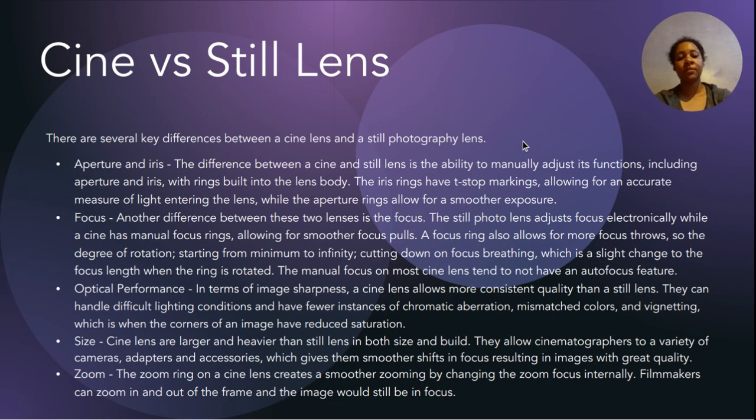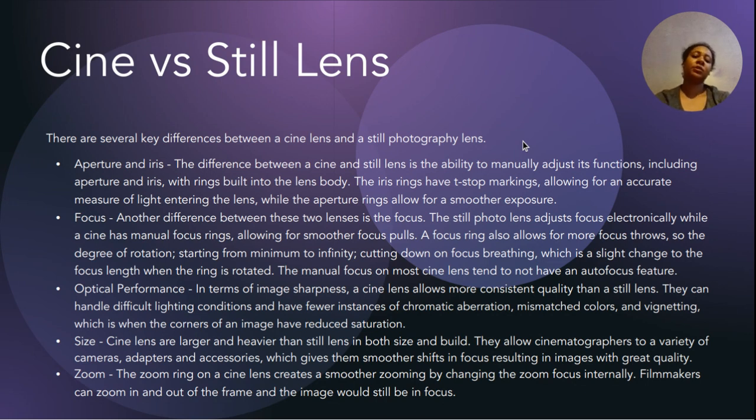So the optical performance allows for the consistent quality of an image. That's for a cine lens, which is better than a still lens in terms of that. And in difficult lighting conditions, a cine lens performs better and shoots better quality images. You can do it in very dark lighting conditions, and it has a stronger sense of quality, basically.